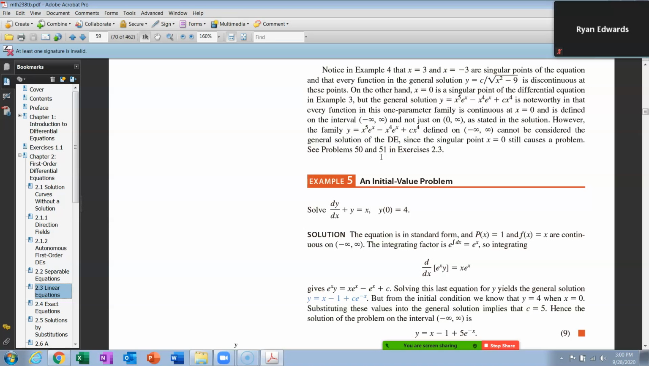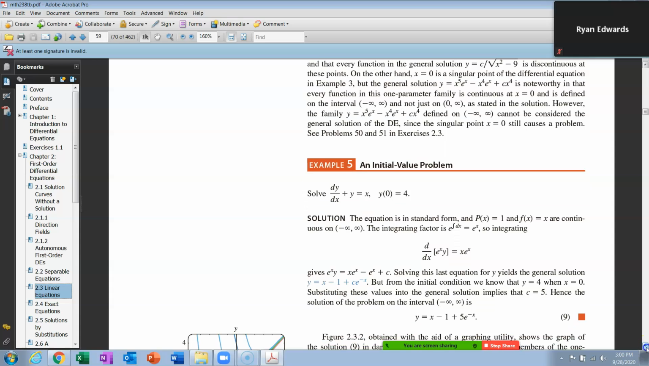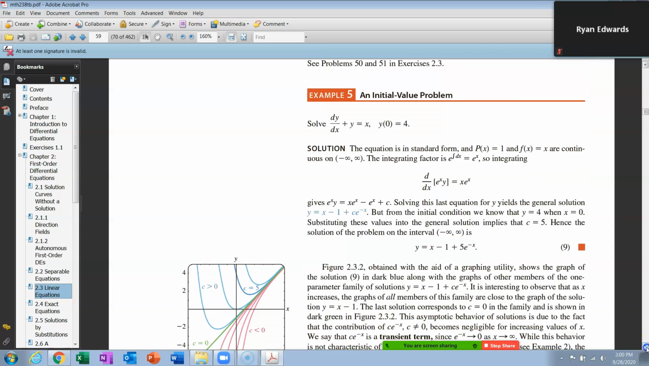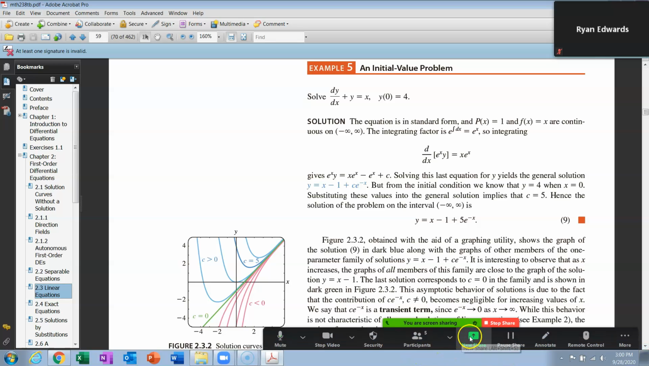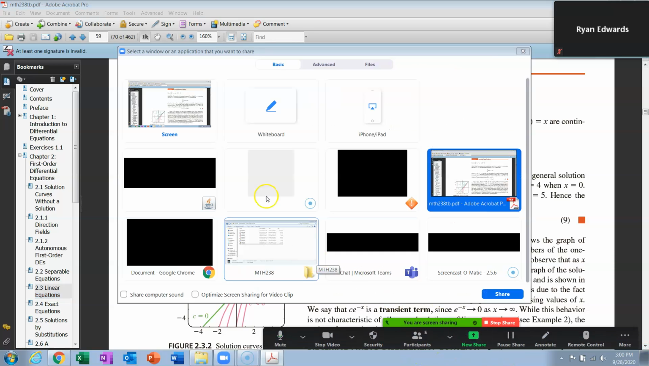Basically what you have to watch for, anything you're doing, if you create a singularity, you have to account for it. You can't just wait till the end and say, oh, it took care of itself. No, it didn't. You can't divide by 0, no matter if it doesn't show up being a problem. So let's do example 5, an initial value problem, and let's go back to the whiteboard.